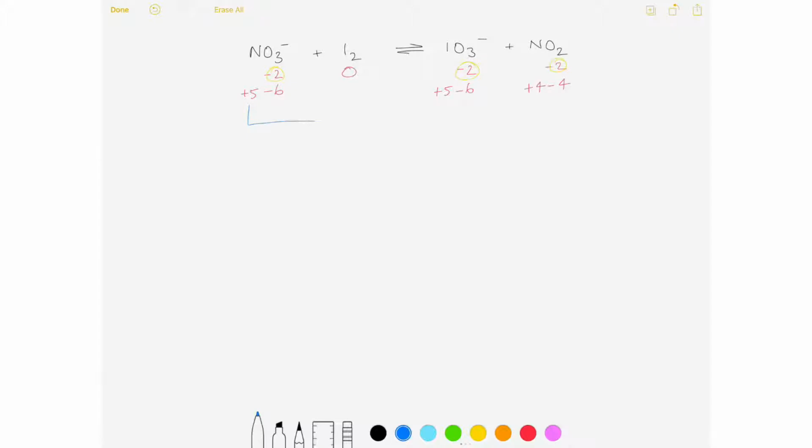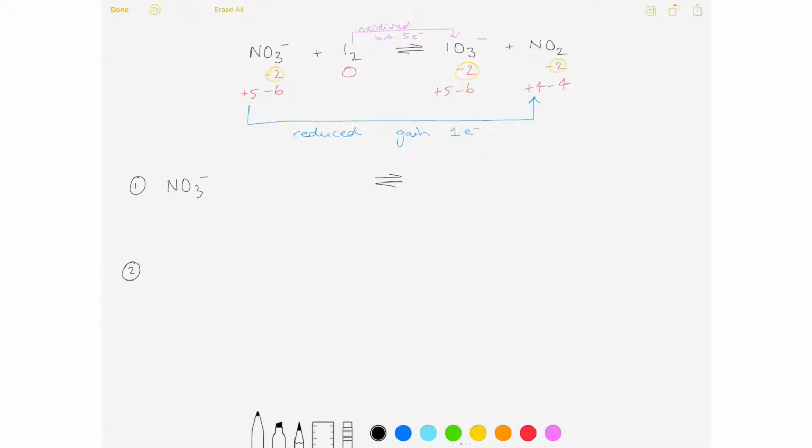And the key changes are nitrogen, which goes from +5 to +4. It is being reduced. It's becoming more negative. Each nitrogen gains 1 electron. On the other hand, iodine goes from 0 to +5. It has been oxidized. It has lost 5 electrons per iodine. So if we take this formula and turn it into a half equation, let's start with NO3-.